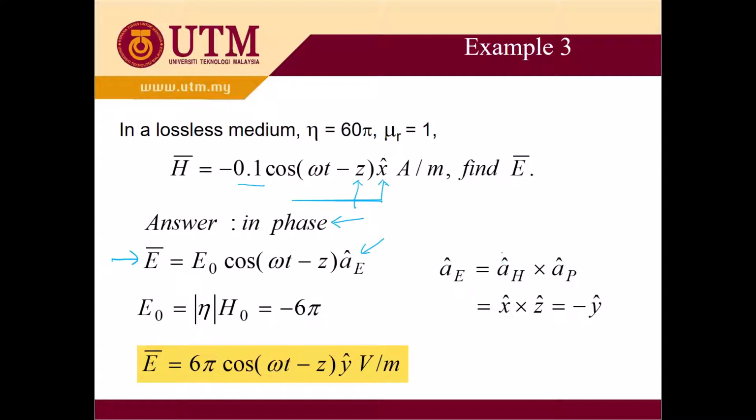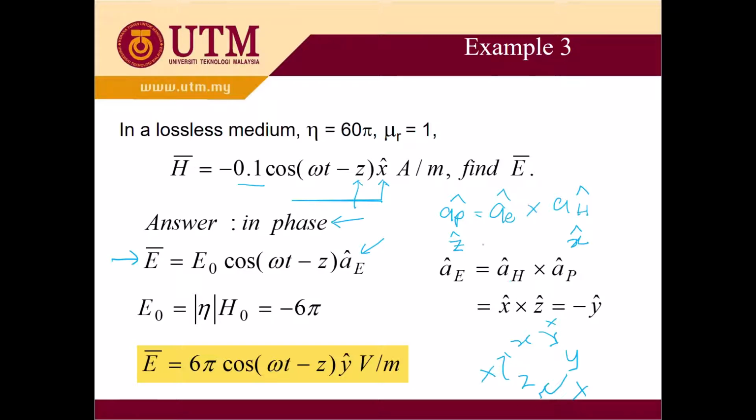And then the direction of E: basically a_E cross a_H is equal to a_P. The direction of propagation is Z, H is X. So what is E? This is the sequence, so please follow the sequence as usual to avoid confusion.